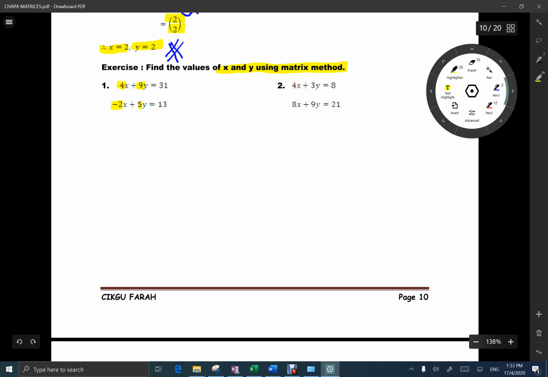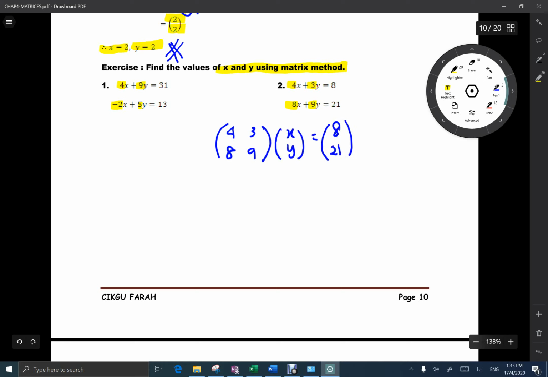Okay, number 2. 4x plus 3y equals to 8. 8x plus 9y equals to 21. So find x and y by using matrix method. So the first step, you need to rewrite it in the matrix equation. Okay, matrix equation now. Take out the number first. 4, 3, 8, 9. Okay. So it's 4, 3, 8, 9. Okay, and then times with xy equals to 8, 21.